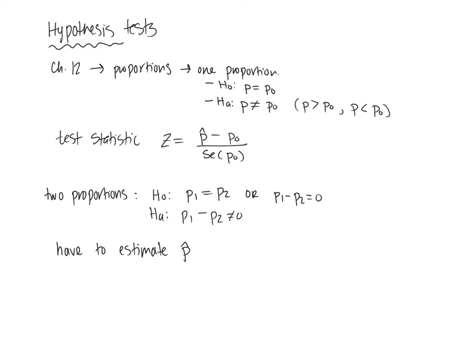Does that idea make sense? If you say proportion 1 equals proportion 2, and one was 0.4 and one was 0.5, what is the average actual estimate? The way you do that is you use the formula N1 P1 hat plus N2 P2 hat over N1 plus N2. And this is your null value.